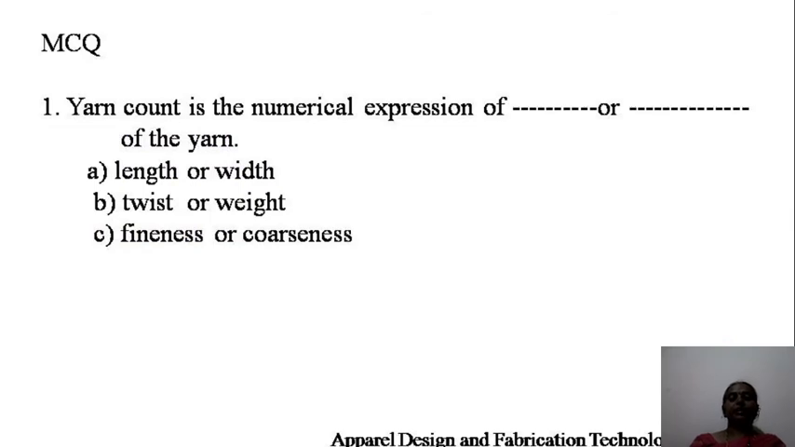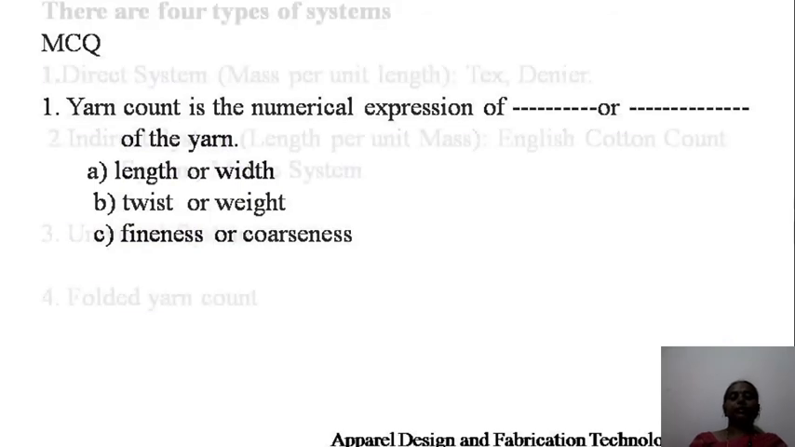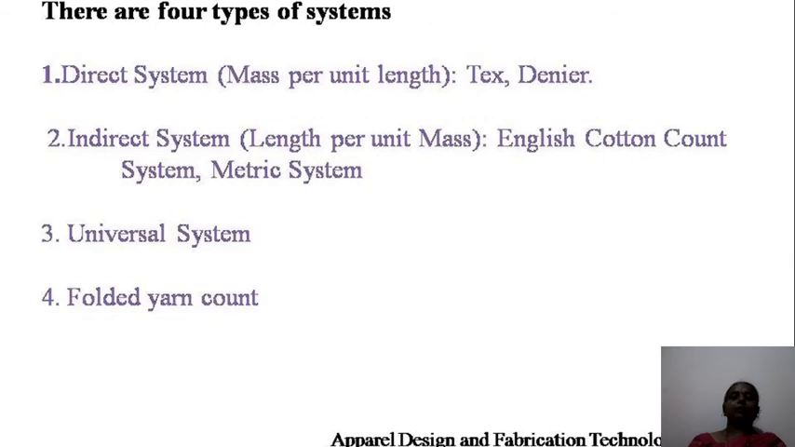This is about the yarn count. Did you understand? There are 4 types. What is a yarn count? Yarn count is nothing but the numerical expression of coarseness or fineness of the yarn.